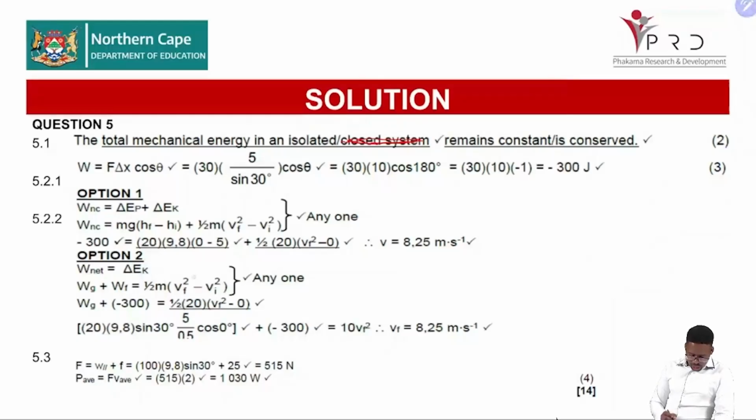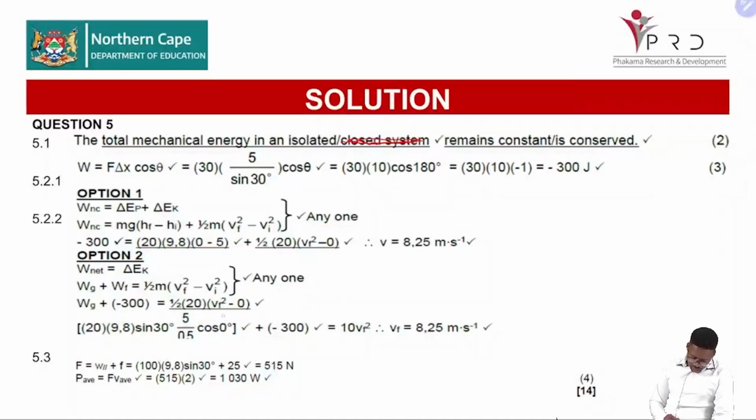I prefer work energy theorem because you'll have to draw a free body diagram, which is work net is equal to change in kinetic energy. The work done by gravitational force plus the work done by frictional force is equal to 1 over 2 m vf squared minus 1 over 2 m vi squared. The work done by gravitational force plus the work done by frictional force, which is minus 300, is equal to 1 over 2.